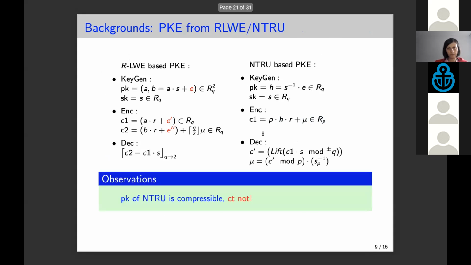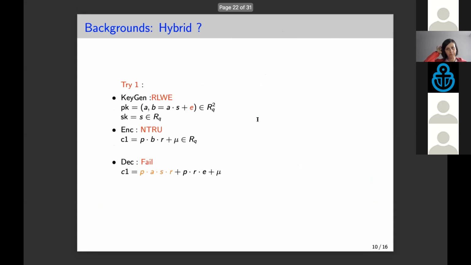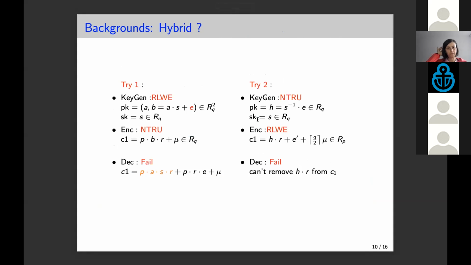So our motivation is: can we alter the NTRU-based encryption and still be able to compress the ciphertext? We tried two naive attempts. We combined an LWE-based compression algorithm with the NTRU-based encryption, but still failed to decrypt. And we tried NTRU-based compression with LWE-based encryption, and we still failed to decrypt them.